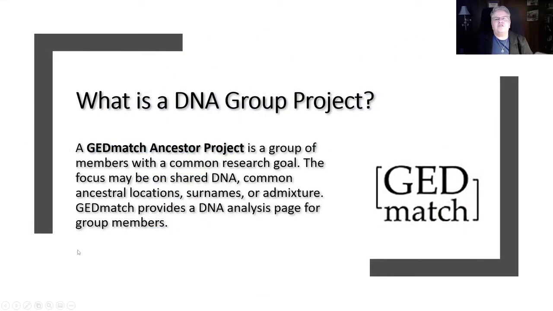At GEDmatch, they call their DNA group projects GEDmatch Ancestor Projects, and they're basically the same. It's a group of members with a common research goal: surnames, locations. They add admixture or origins information into that, and you can also do analysis there at GEDmatch with other members of the project.